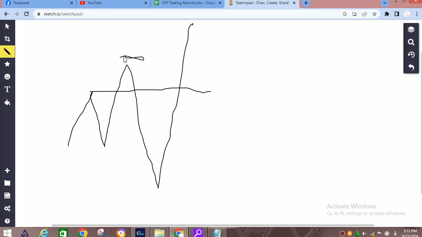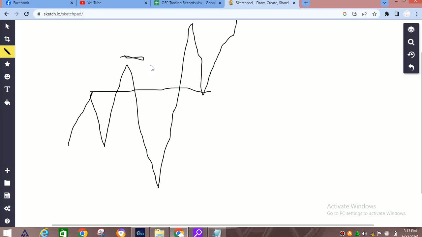After breaking this QML level, it's going to come here and retest and then decide to go up again. So that is what you call a QML TR. It's when the price breaks a Quasimodo level and retests that level of the Quasimodo. So this is the basic information of Quasimodo TR. I hope you guys understand it very properly.